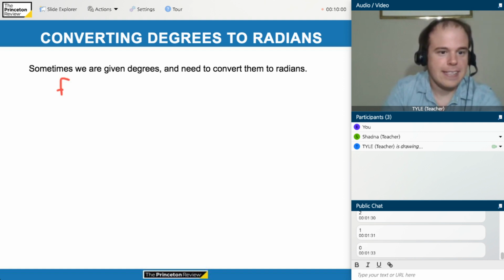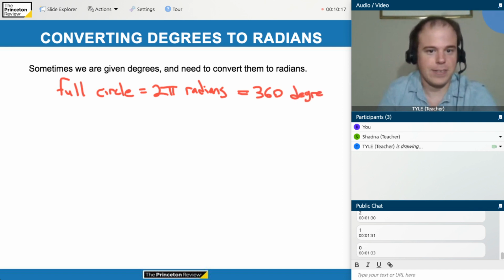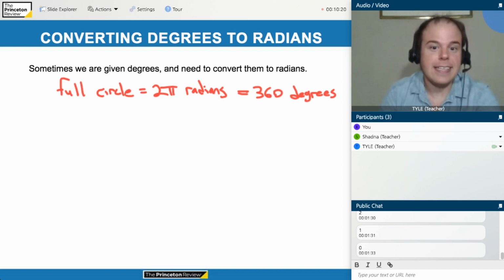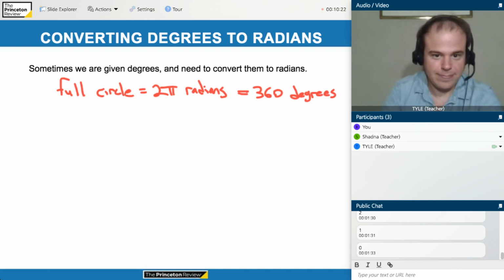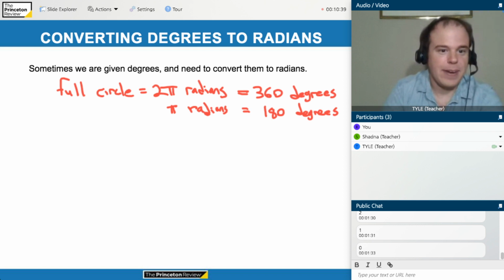The first thing to note is that 1 full circle equals 2 pi radians, we said. Right? There are 2 pi radians in a full circle, but there are also 360 degrees in a full circle. So this means that 2 pi radians equals 360 degrees. Or we could simplify this by dividing both sides by 2. And so I could say that pi radians equal 180 degrees. Okay? And we can use that to convert between radians and degrees.